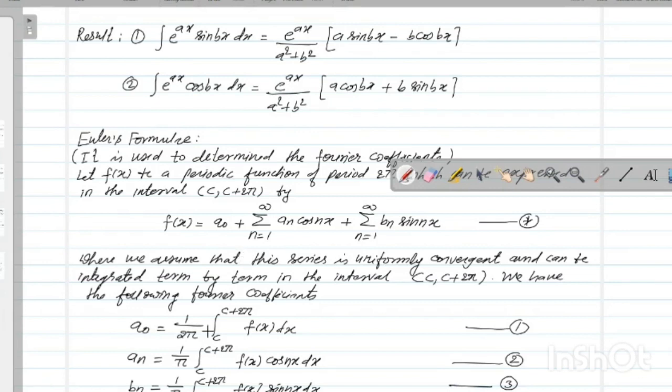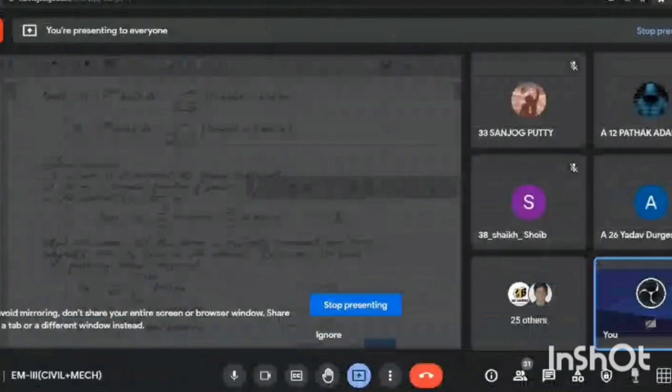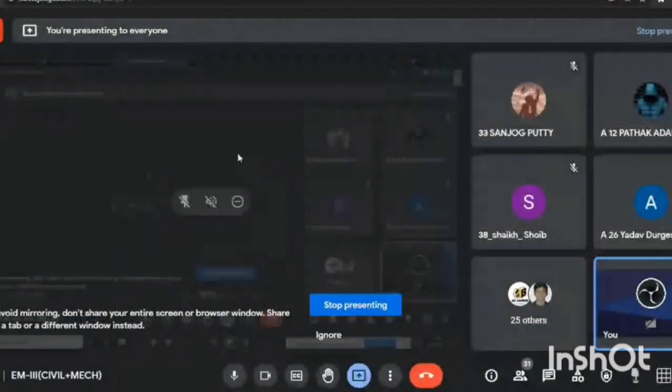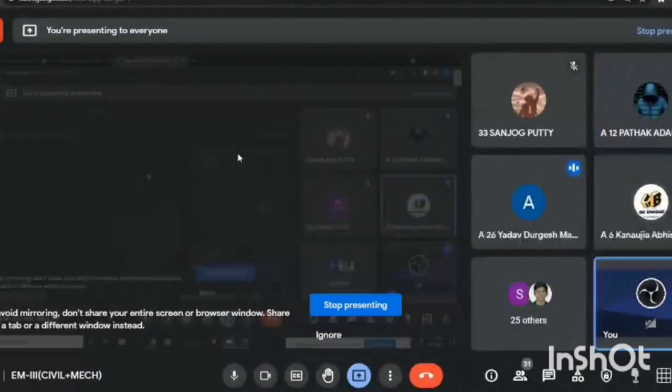I hope students understood how to determine the Fourier coefficients by using the formula. Yes or no, students? Patak? Durgesh? Yeah, sir. So please reply yes or no so that we can go ahead. Are you getting how to find the Fourier series by using Euler's formula? Yes. Yes, Kanaujia? Yes, sir.